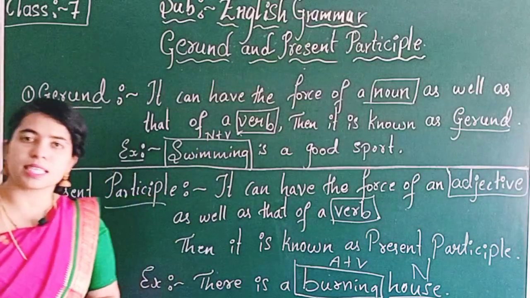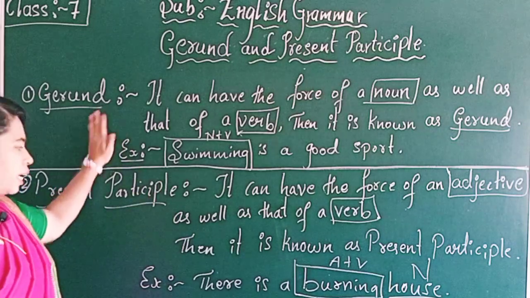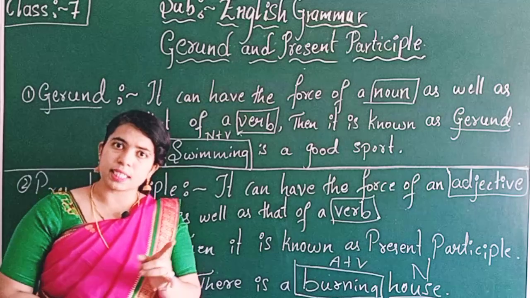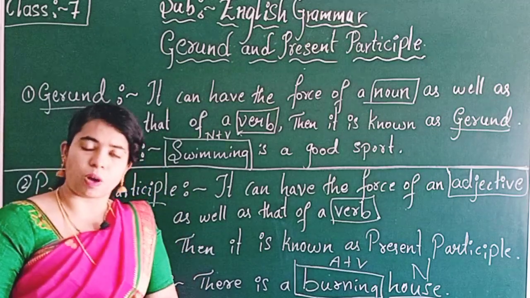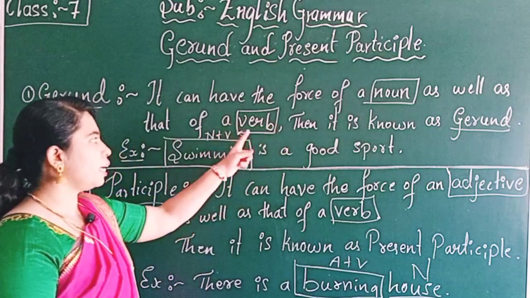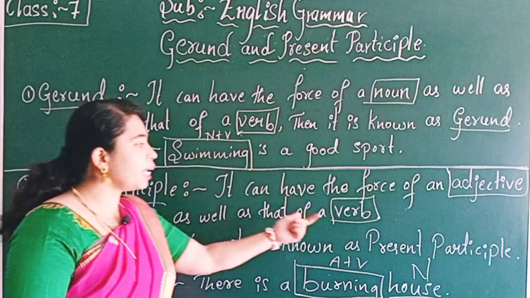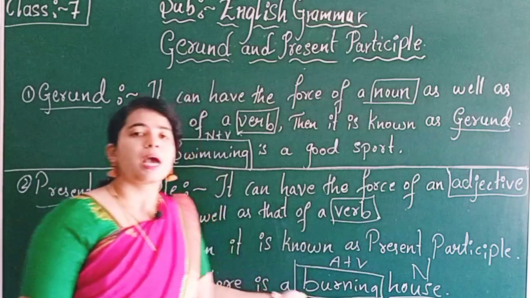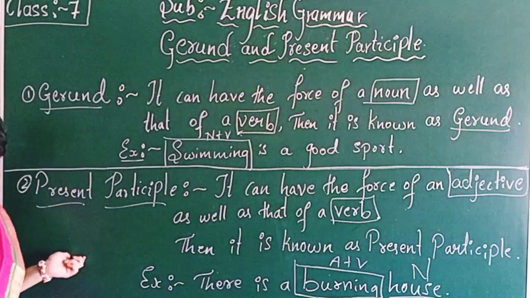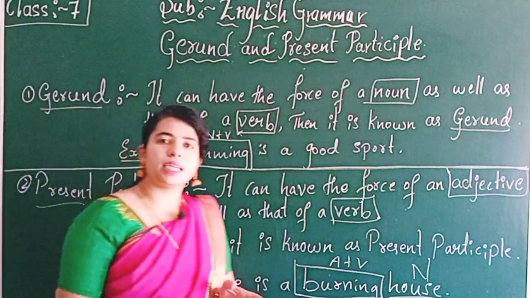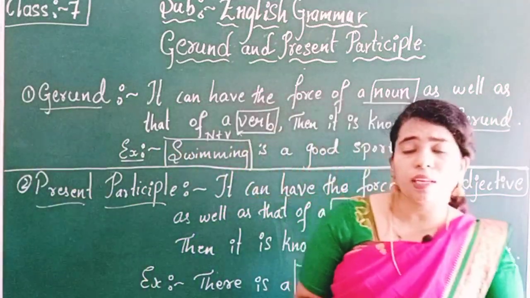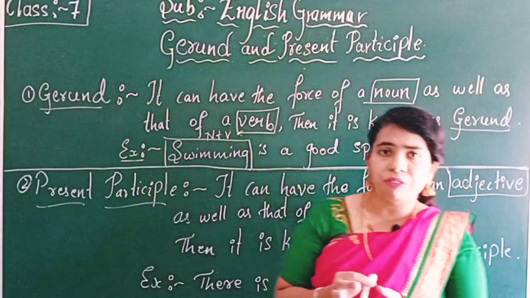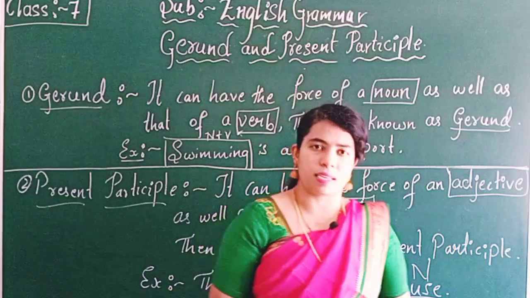My dear students, this is the definition of gerund and participle. What does it mean? In one sentence, the single word should perform both works, noun and verb. That is gerund, and if it acts as an adjective with the verb, then it is present participle. I hope you have cleared this. Now I will give a few more examples to study how to identify gerund and present participle.